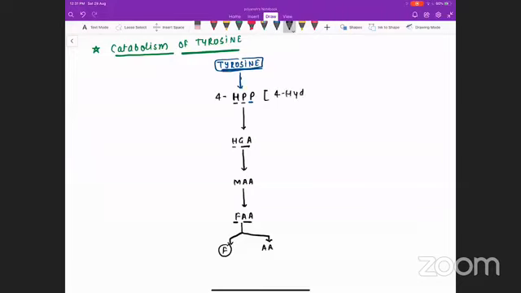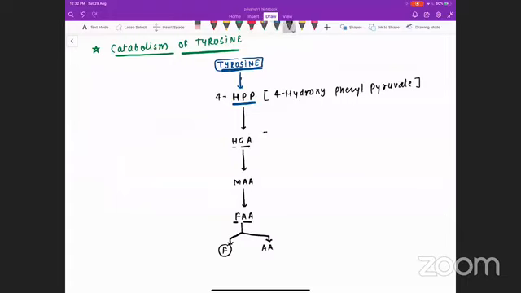4-hydroxyphenylpyruvate. In the exam, they are not going to ask you to write down the entire names or the entire pathway. You just have to find the answer. The answer will already be on your computer screen. To find the answer, if you just know the short names, that is also going to suffice.